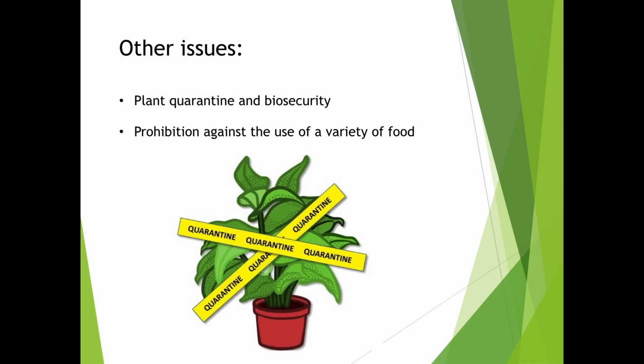Other issues surrounding plant breeders' rights are plant quarantine and biosecurity and the prohibition against the use of a variety of food. That is, it's important to be aware of any legislation that may prohibit the growing of that variety of plant for health reasons or because it is a noxious weed.